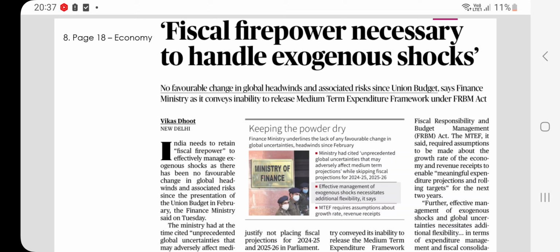What is the FRBM Act? You have to know this for the prelims perspective. What is the medium term expenditure framework statement? It sets a 3-year rolling target for expenditure indicators along with the specification of underpinning assumptions and risks. This statement is presented in Parliament under Section 3 of the FRBM Act 2003.